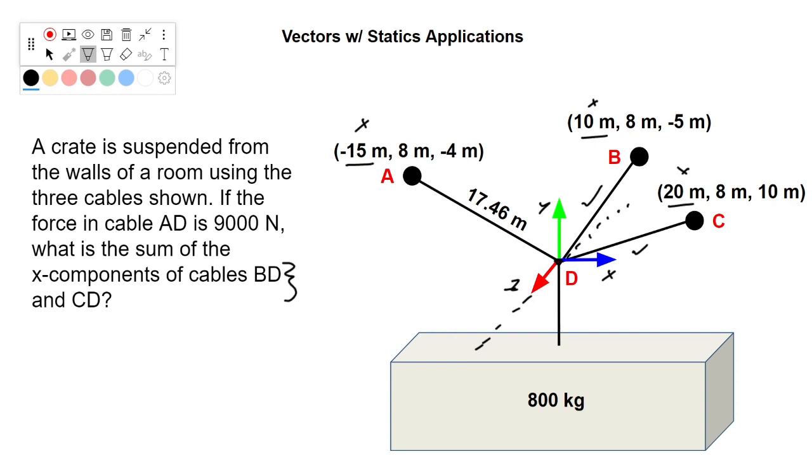So this problem is asking for the sum of the components of BD and CD in x. So their sum is going to be the same as AD in x. So all they're really asking us to find is AD in x. And AD total is already given there. So that makes it a much simpler problem.